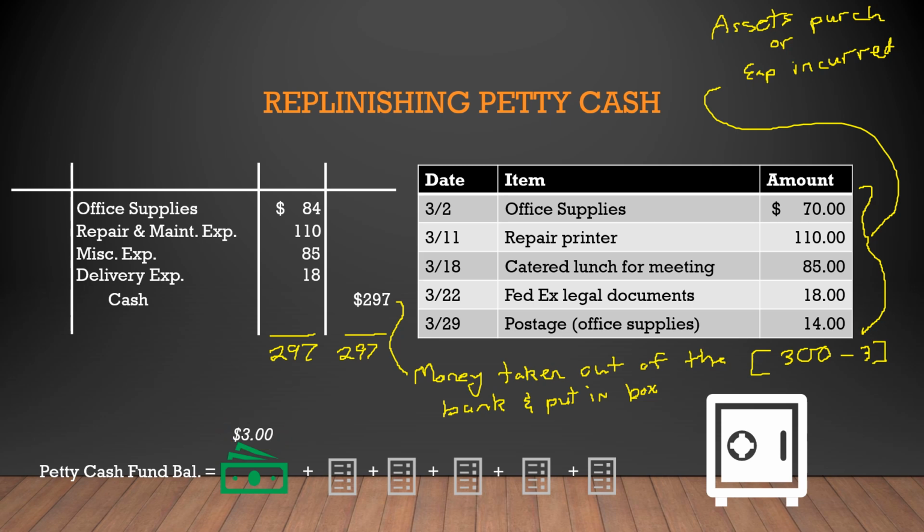To corroborate, if we sum the $3 of cash left in the box with the amounts on our receipts, aka the amounts taken out of the box, they sum to $300, the fund balance.